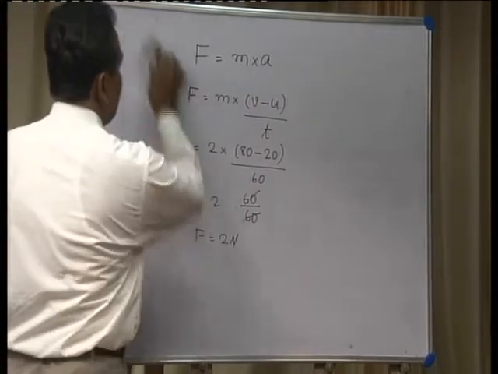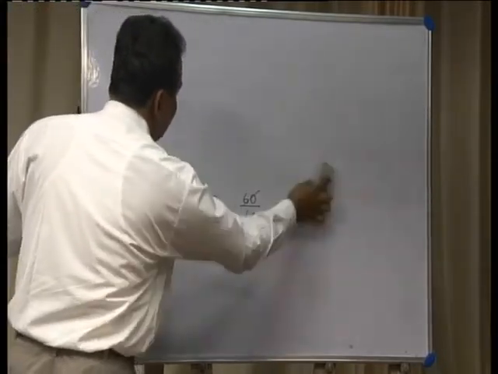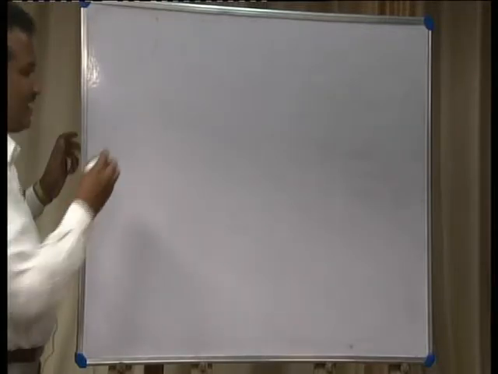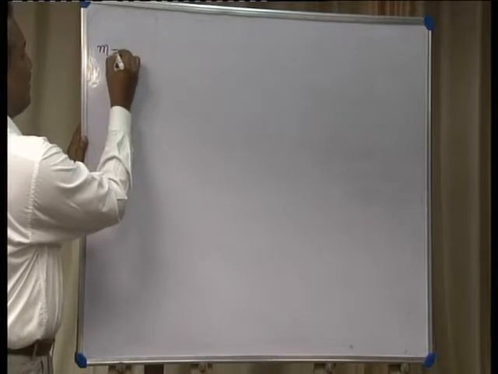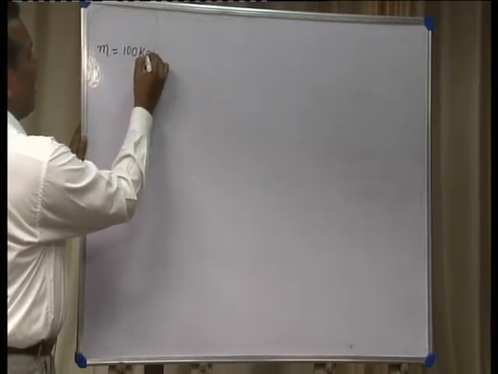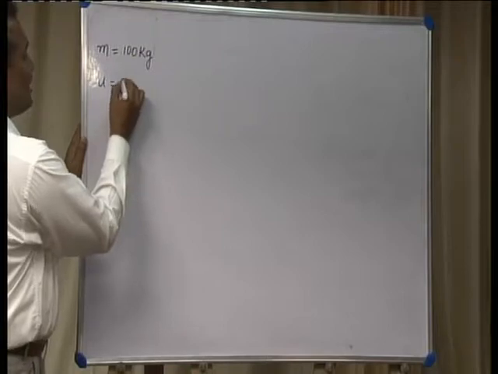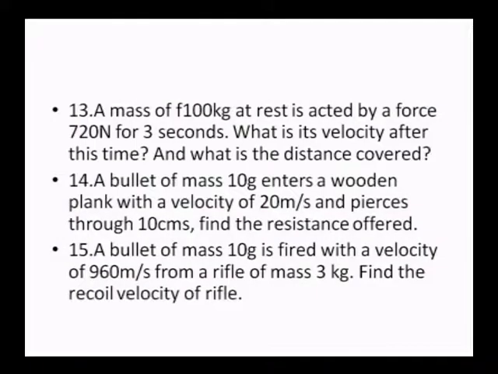Now read out the next problem also. What is given, you have to collect it by scanning the problem exactly. There is a mass of 100 kg at rest. So the mass of the body is given, which is 100 kg. At rest means its initial velocity is 0. It is acted on by a force of 720 Newton for a span of about 3 seconds.